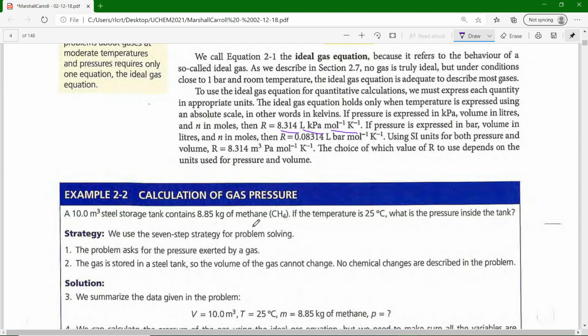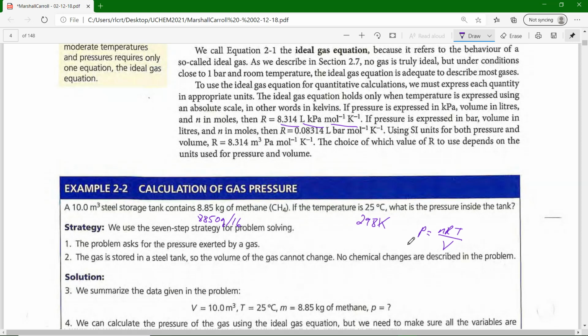So let's say we have a 10 cubic meter steel storage tank that contains 8.85 kilograms of methane. I know right away I've got to convert that to grams and then to moles. Temperature 25 Celsius, I know right away I've got to convert that to Kelvin. You don't really need to put the 0.15 very often. I'm not going to bother, just add 273. What's the pressure? PV equals nRT, so P is nRT over V.